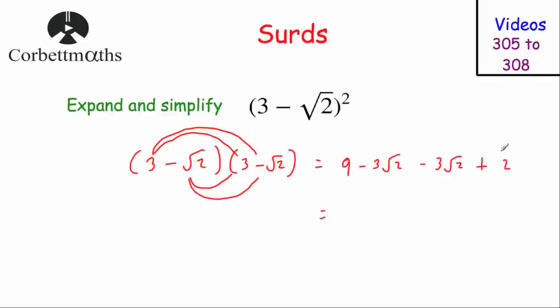We've got 9, and then we've got plus 2. Well, 9 plus 2 is 11, so we're just going to write 11. Now looking at our surds, we've got minus 3 root 2 take away another 3 root 2. Well, altogether that'd be minus 6 lots of root 2. So that'd be minus 6 root 2. And that's it.